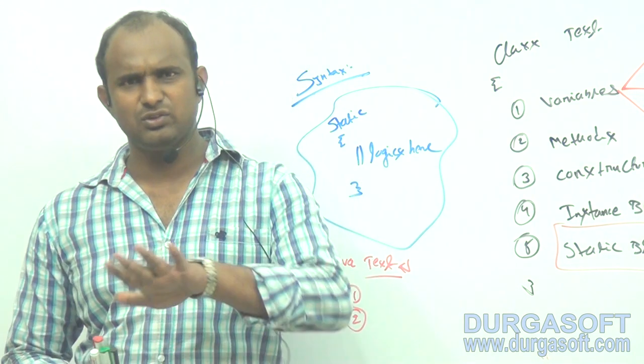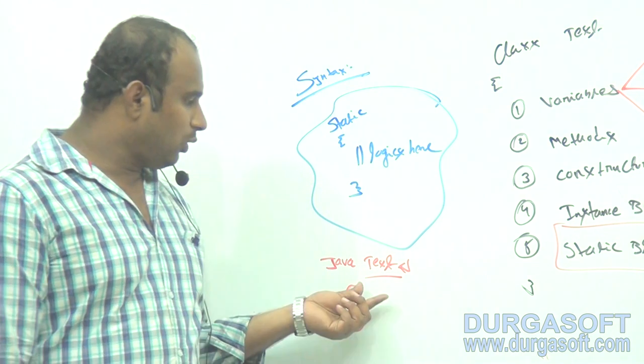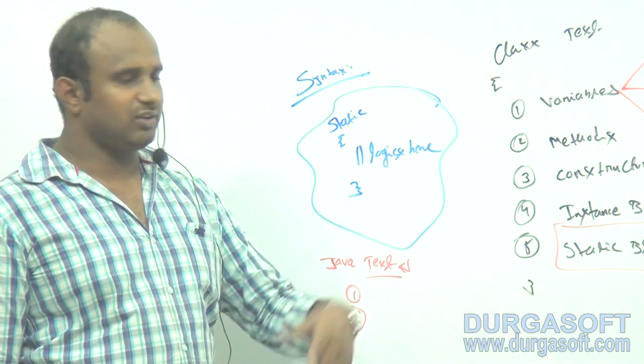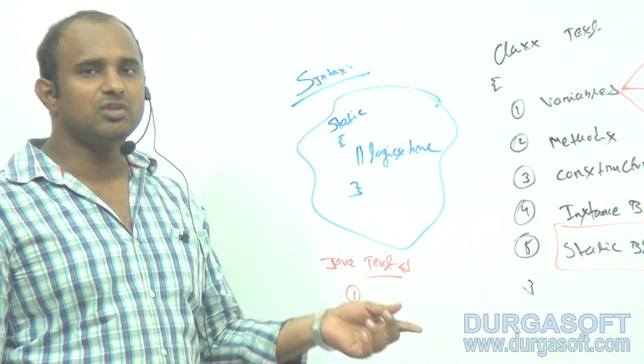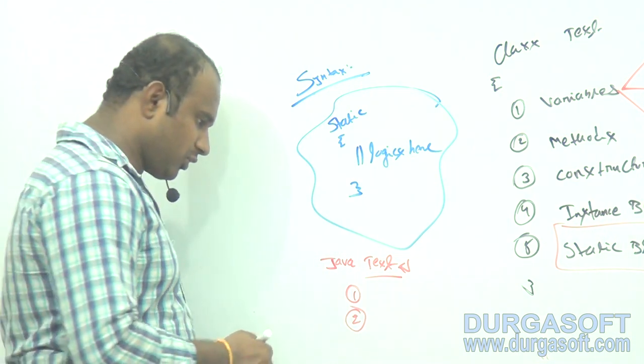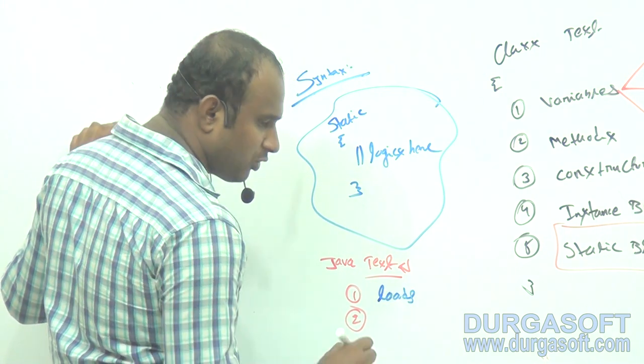So JVM, first of all, it is loading .class file bytecode into memory. During .class file load into the memory, the static blocks are executed. After loading the .class file, JVM calls the main method to start the execution. So total at runtime, how many steps? Step number one, JVM loads .class file bytecode into memory.